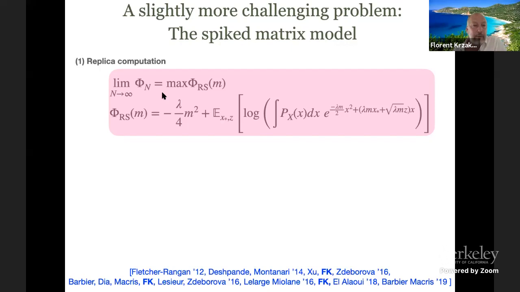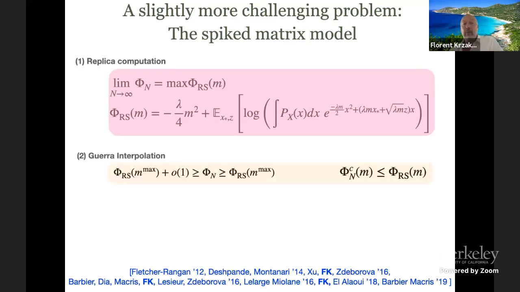And we also know that the maximum of this function, m star, at least this is what we know from the replica computation, is telling you what is the best overlap you can get if you try to solve the Bayes problem. In fact, the optimal error is 1 minus m. You can repeat the Guerra interpolation in this problem, and this is what it gives. The same kind of result we already saw.